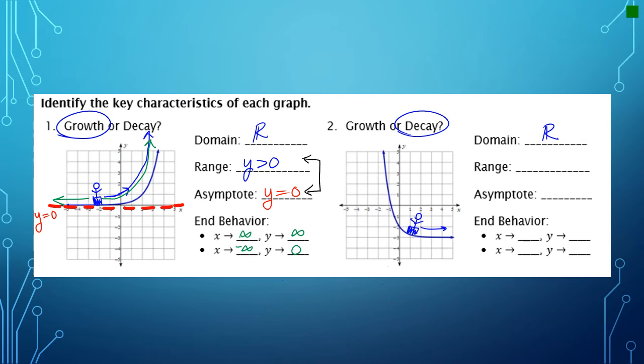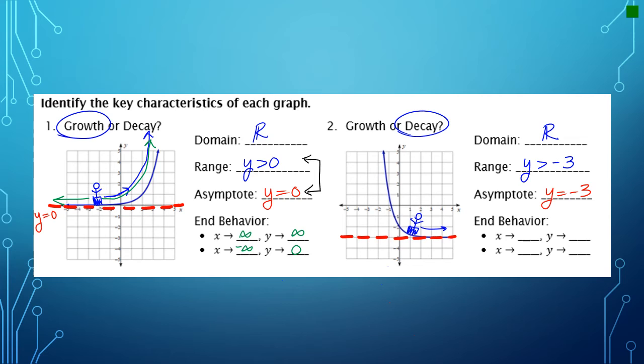We have to look for that asymptote number, or the number where the graph flattens out. So I'm going to go ahead and draw in the asymptote. It looks like right here is where this graph flattens out, and that would be at the y value of -3. So my range is that y has to be greater than -3, and then my asymptote is going to be y equals -3, because remember, those two things will always use the same number.